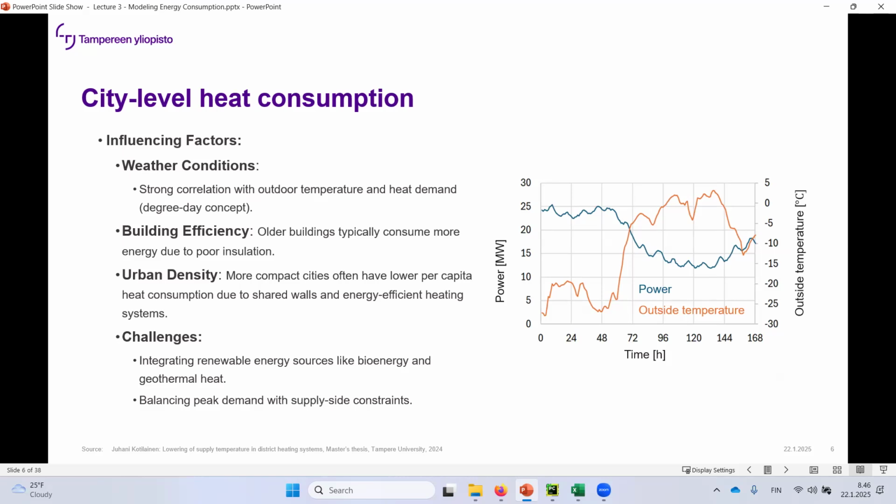Then there are challenges integrating renewable energy sources like bioenergy and geothermal heat, because, for example, geothermal heat is not always meeting the demand of trying to achieve, for example, 110 degrees Celsius for the water temperature leaving from the plants. Geothermal heat usually doesn't achieve that. It's somewhere around 100 Celsius, for example, so you have to prime it. And balancing peak demand with supply side constraints. So those are the problems, and that's what Johan is trying to tackle in his PhD thesis.